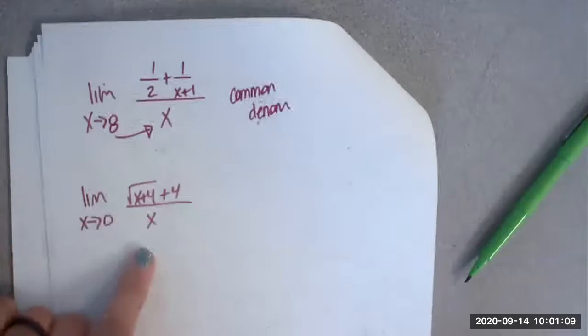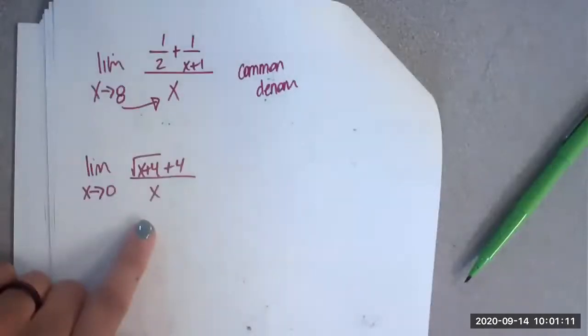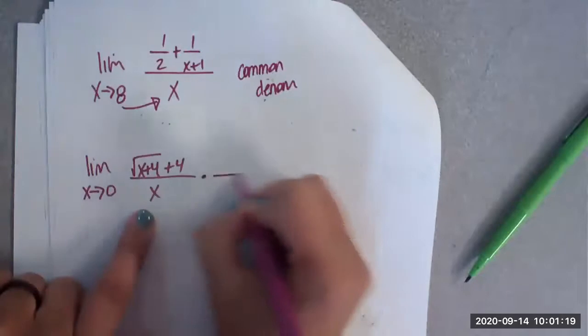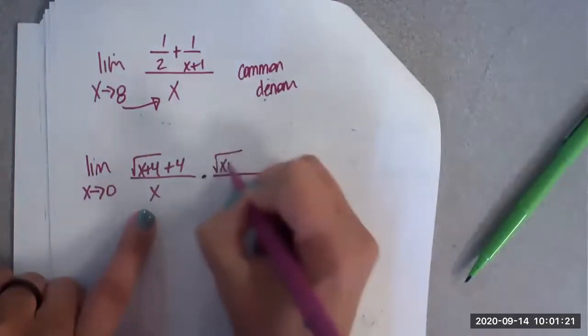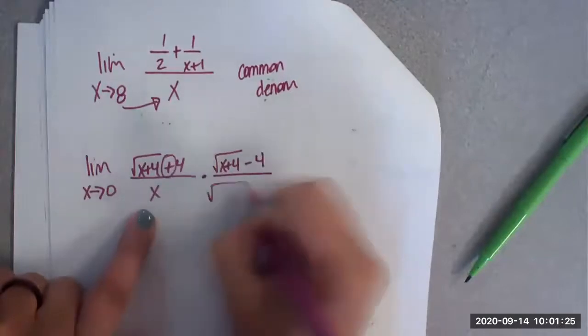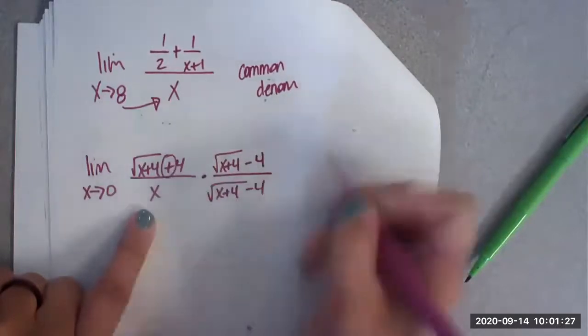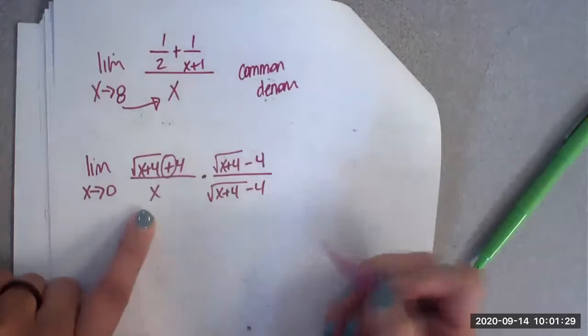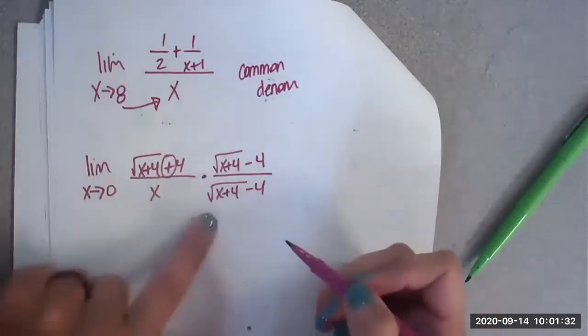Okay, so what do we do in a problem like this? How do we fix it to where we can't get a 0 on the bottom? Do you remember? You multiply by something. Square root x plus 4 minus 4. Yep, remember, this is the one where you change the sign in the middle. You do that to the top and the bottom. Once you distribute all this out, things are going to cancel to where you can then plug in 0.